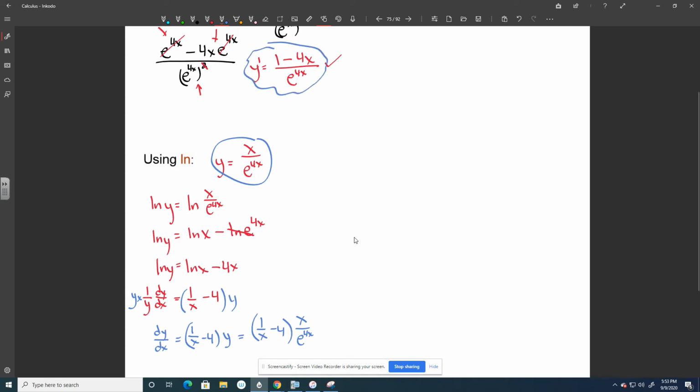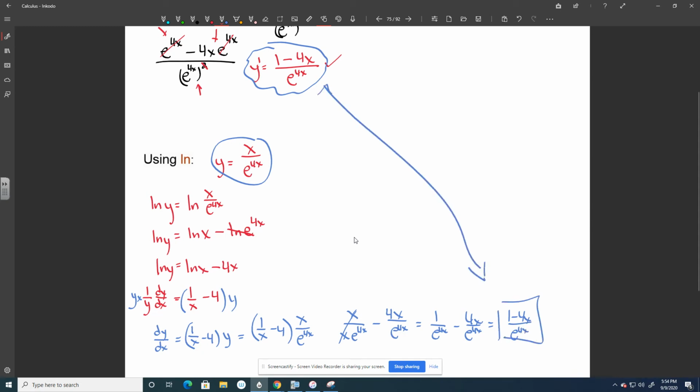But if I were to distribute this in, so x over x e to the 4x minus 4x over e to the 4x. Well, my x's are going to cancel here, and I'm just left with a 1 on top. So this becomes 1 over e to the 4x minus 4x over e to the 4x. And since I have a common denominator, that's just 1 minus 4x over e to the 4x, which now matches exactly what I had before, okay?